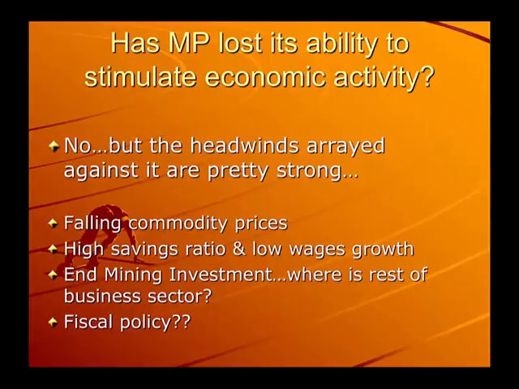And you do need to know about these headwinds, students. You need to know how falling commodity prices are causing low growth, how the high savings ratio relative to previous years, and particularly low wages growth, is stunting consumption spending. You need to know that the mining investment boom, the mining investment phase, has well and truly ended, yet, as Mr. Smith was saying before, we haven't seen the rebalance into other areas of the economy.